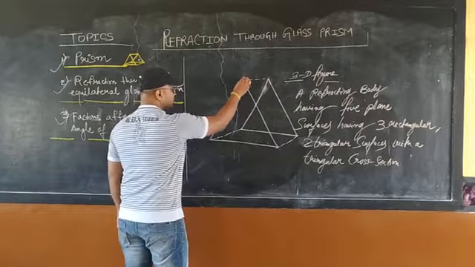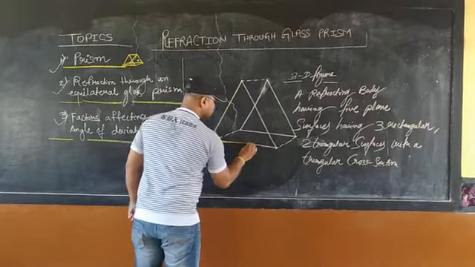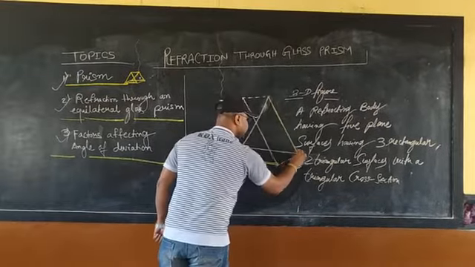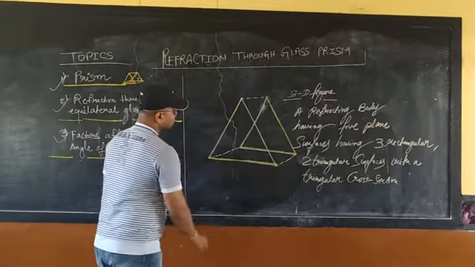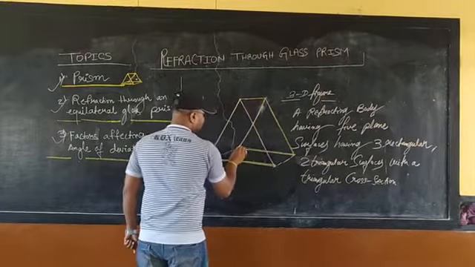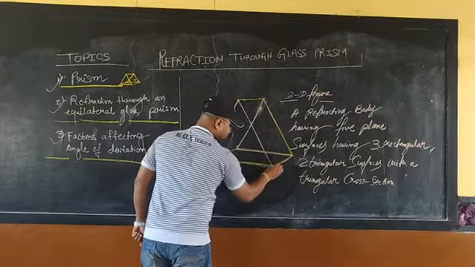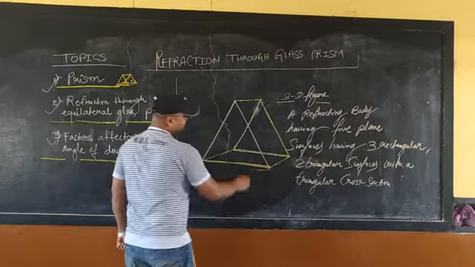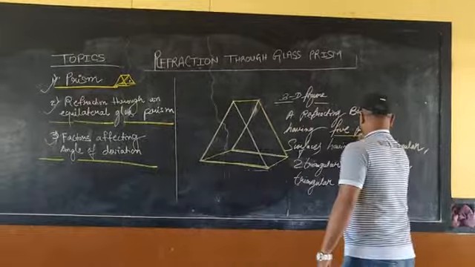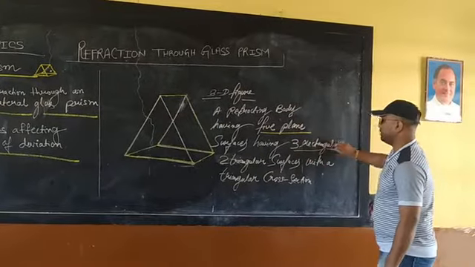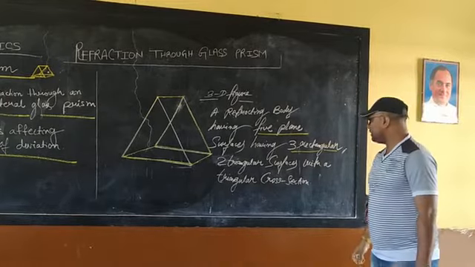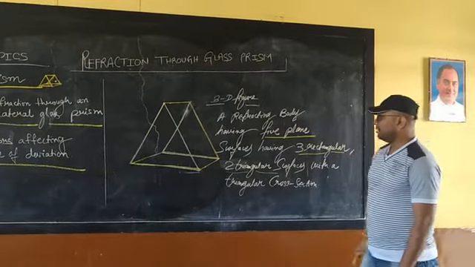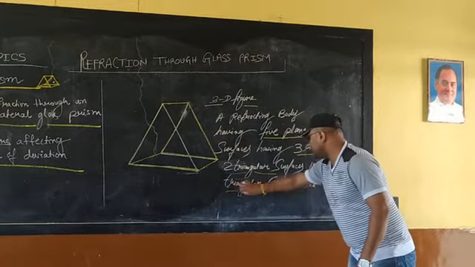A prism is a 3D figure, three-dimensional figure, students, where we have five plane surfaces, and within them all are not the same. What I am saying is, five plane surfaces, but their nature is not the same. Among these five plane surfaces, students, there are three rectangular surfaces and two triangular surfaces. Okay? And they have a triangular cross section.